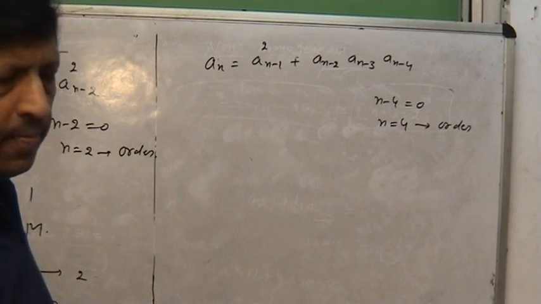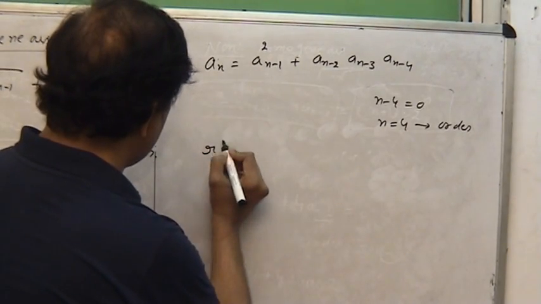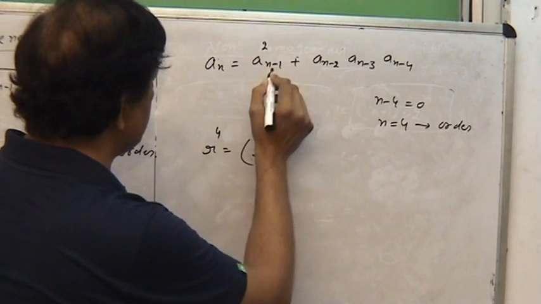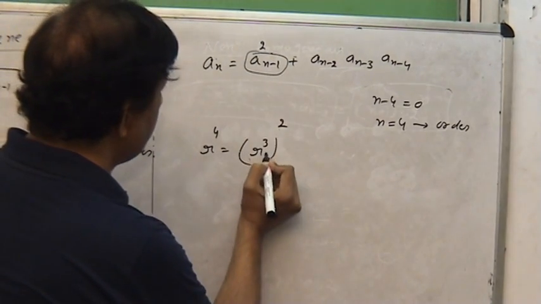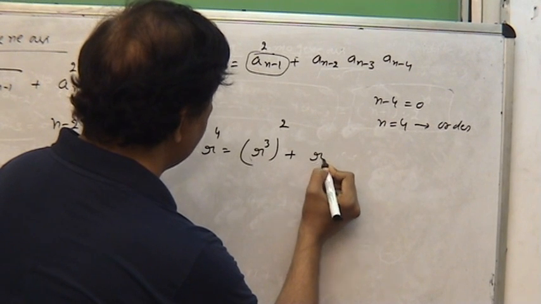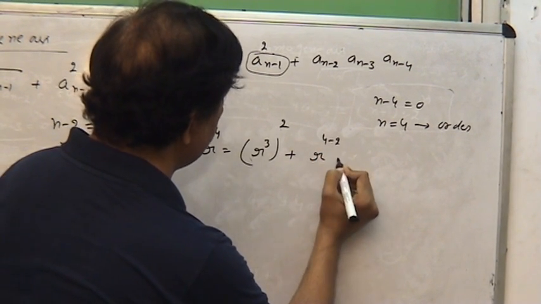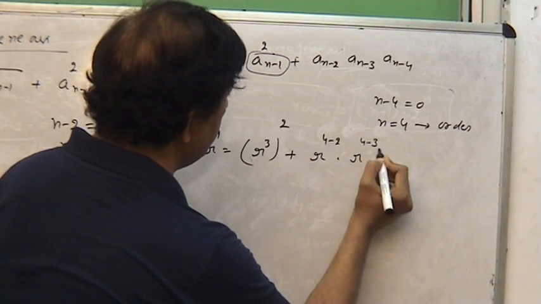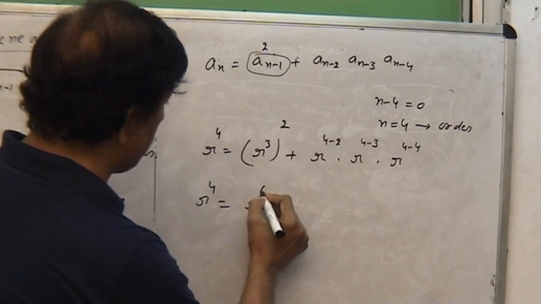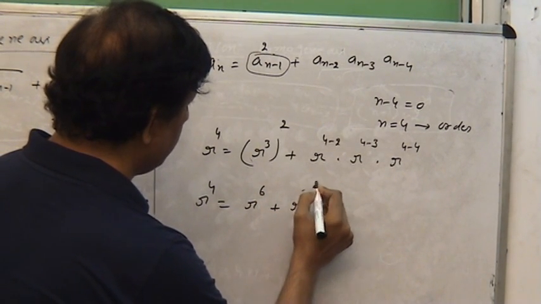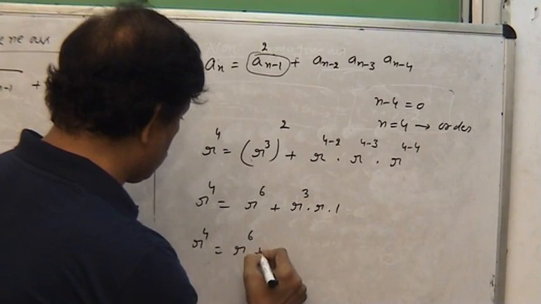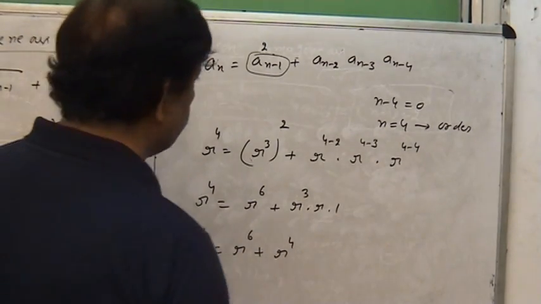Now, first we convert it into the characteristic equation. Here, r raised to the power 4 is equal to (r cube) whole square. We write it in this way. This square is for this term, and n minus 1, 4 minus 1, is equal to 3. Plus a_{n-2}, which means r raised to the power 4 minus 2, into r raised to the power 4 minus 3, into r raised to the power 4 minus 4. That is, r raised to the power 4 is equal to r raised to the power 6 plus r raised to the power 3 into r into 1. That is, r raised to the power 4 is equal to r raised to the power 6 plus r raised to the power 4.